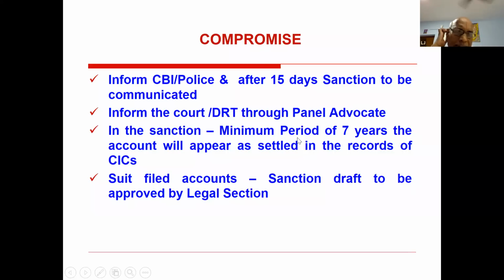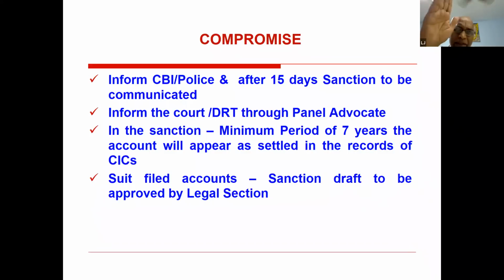Whenever the OTS is settled, a portion is written off, and your settled amount is recovered, the data flows to credit information companies. Whenever you generate the CIBIL report or Equifax report of the borrower, if an OTS was settled in another bank, his name will appear there as settled. That concept will appear as written off or settled.